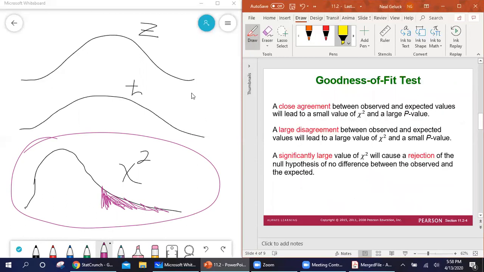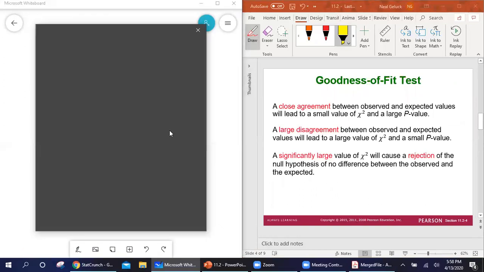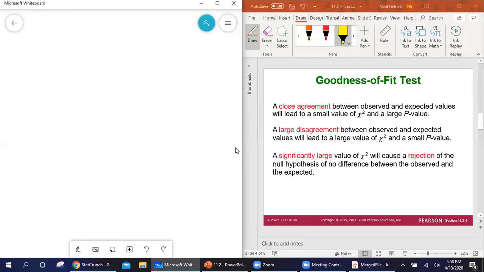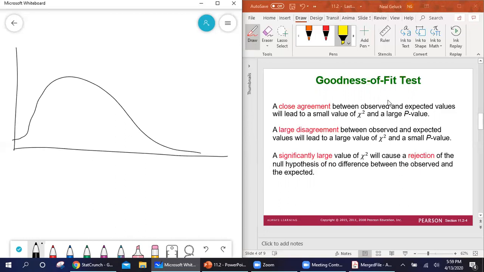So in general, what are we doing with the goodness of fit test? If we have a close agreement between the observed and expected, if basically the observed data values are close to what we thought was going to happen, that's going to give me a small chi-square value. So there's going to be basically a little curve that we're going to look at. And if they're close, then we're going to get a chi-square value that's pretty low. By the way, the chi-squares don't have negatives. It goes from 0 out.